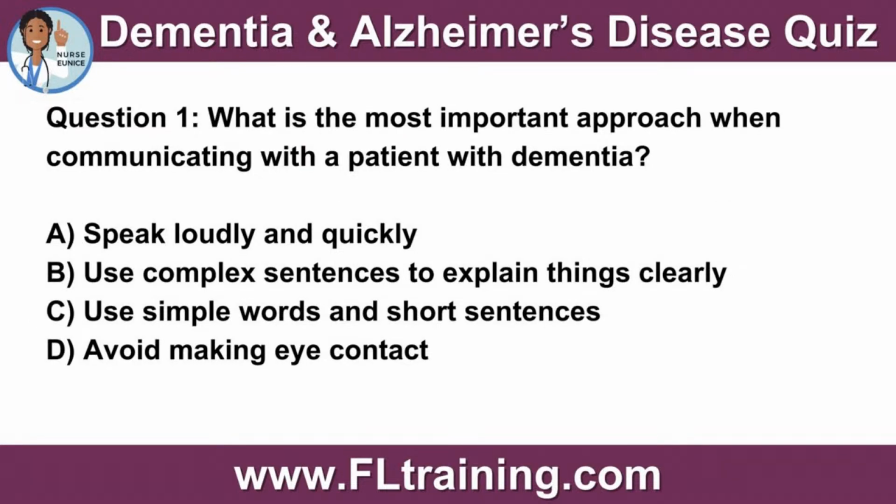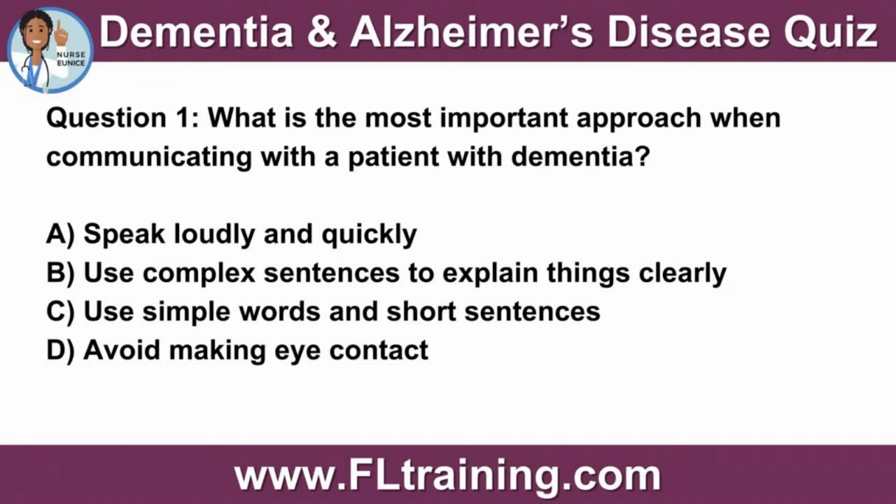First question is, what is the most important approach when communicating with a patient with dementia? A. Speak loudly and quickly. B. Use complex sentences to explain things clearly. C. Use simple words and short sentences. D. Avoid making eye contact.